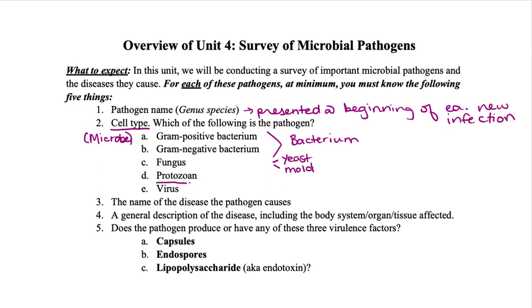Or is it a protozoan? And we learned that there were 4 different types of protozoa. To go back and review these, look at your Unit 1 lecture on protozoa. Or is it a virus? So identify your pathogen as one of these 5 major types, and then a lot of review questions will focus on the differences between these types. And that would come from your Unit 1 lectures.